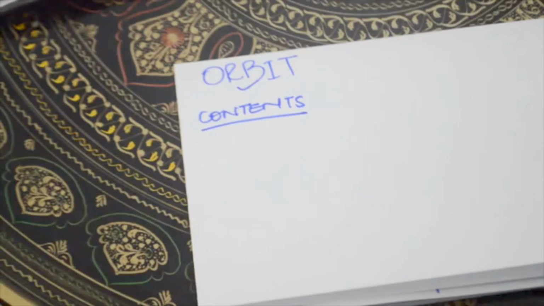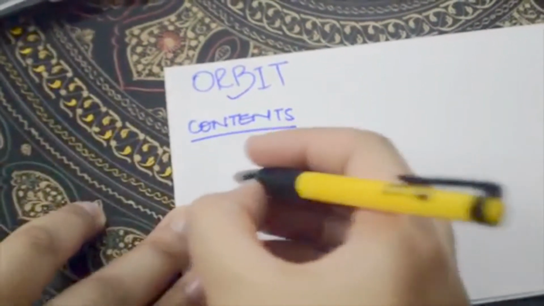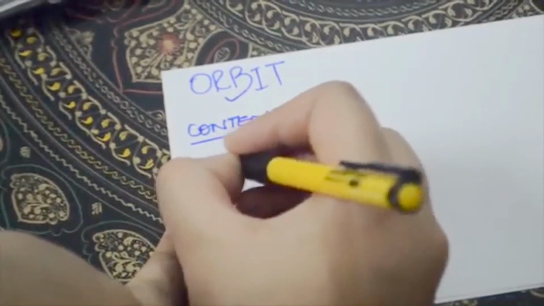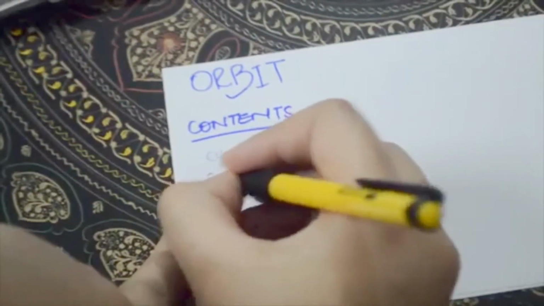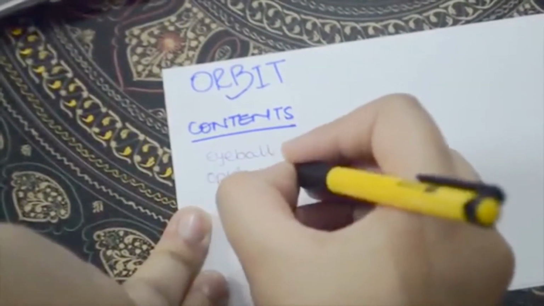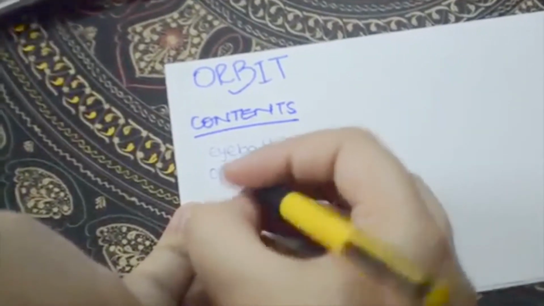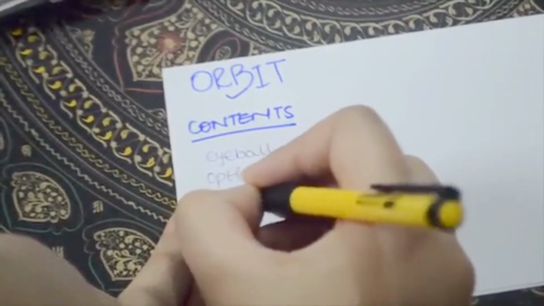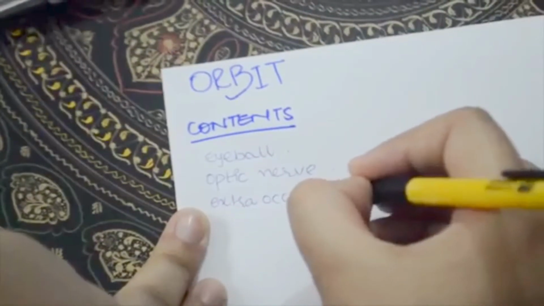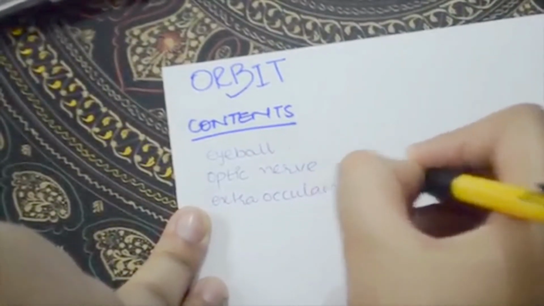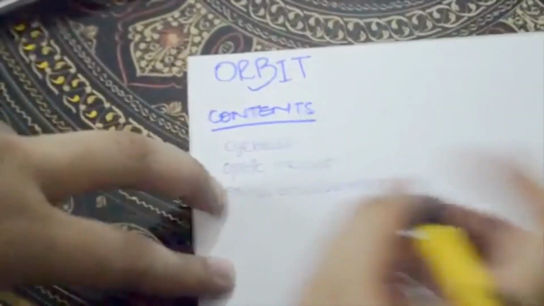Then there is the optic nerve. Let's write it down. Eyeball, 1. Then there will be the optic nerve. Then the extraocular muscles, of course. If you've done anatomy even once before, you'll know about these, but you have to learn these.